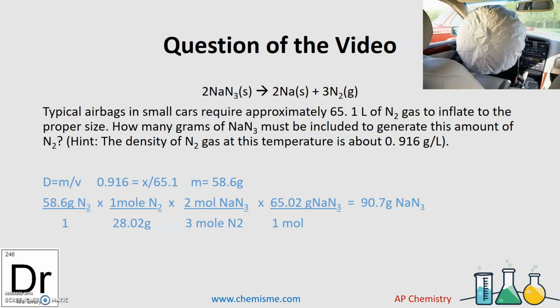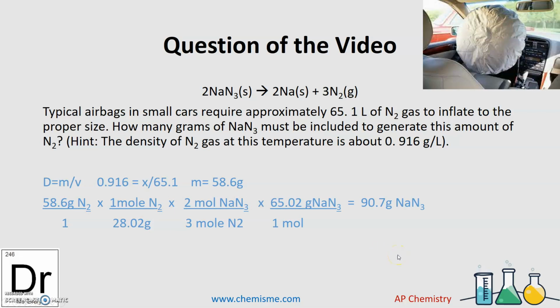58.6. We're going to take those grams and we're going to divide by the mass of nitrogen, so that way we have moles of nitrogen. We're going to change nitrogen into NaN3 using the equation that there are 3 in front of the N2s, and there's a 2 in front of the NaN3s. And last, we're going to change that to grams of NaN3. So 65 is from the periodic table. And when we divide by 28 times 2, divide by 3 times 65, our final answer is 90.7 grams.